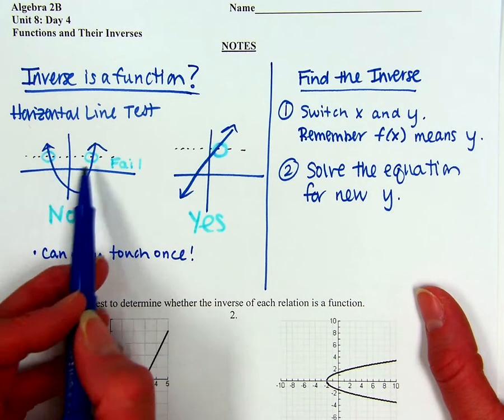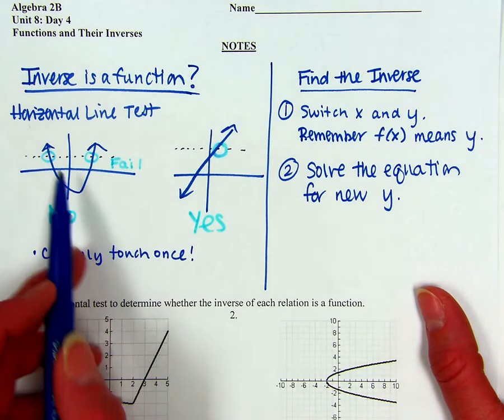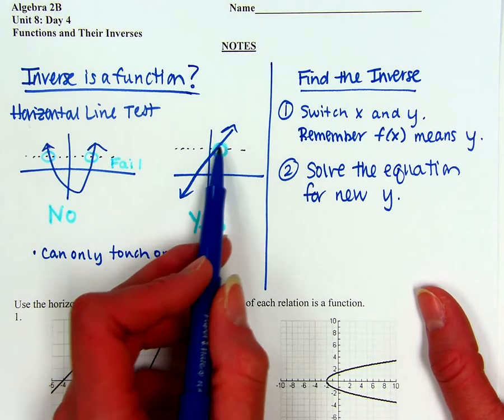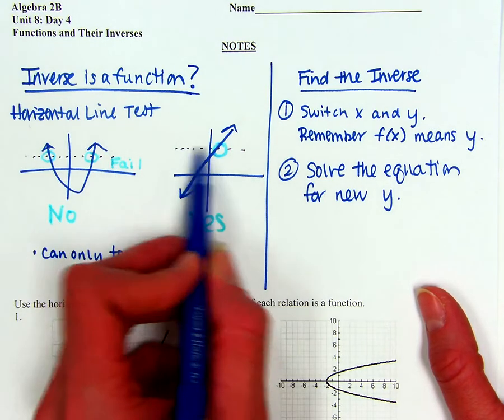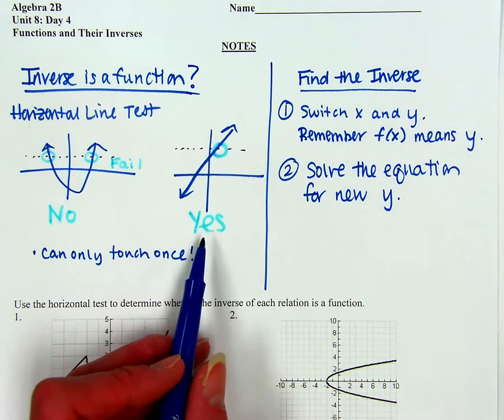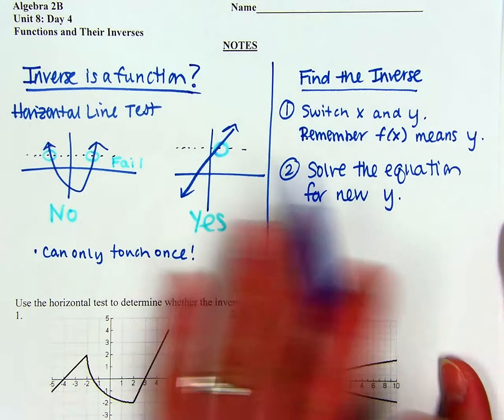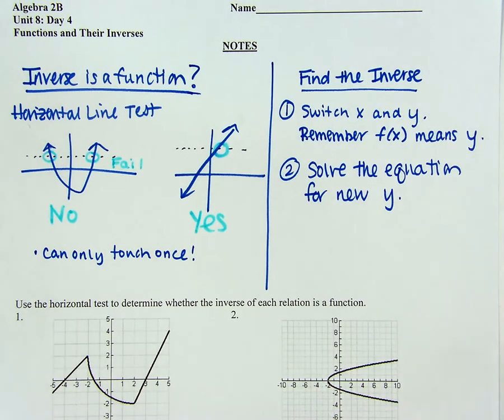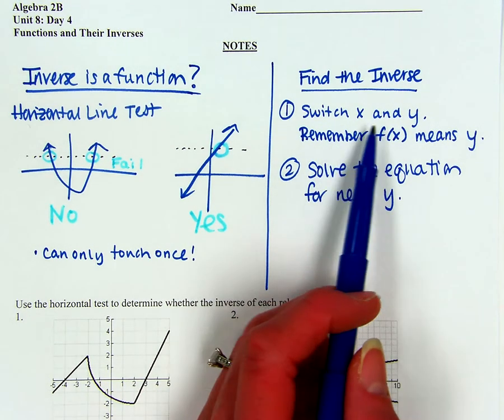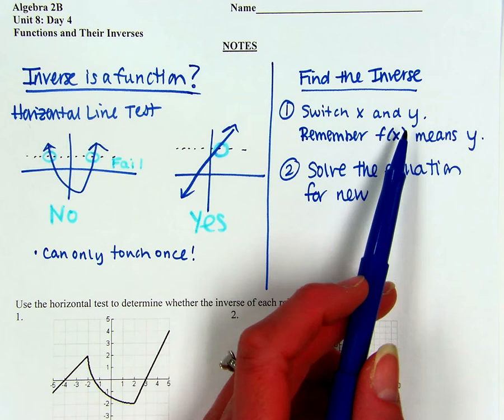So in this problem, this horizontal line touched this graph twice, so it's not a function. The inverse is not a function. And here, since it only touched once, then yeah, the inverse is a function. The other thing we're doing is actually finding the inverse. And basically, you're just going to take your x's and y's and switch them.